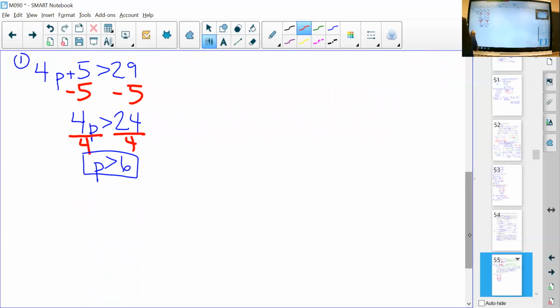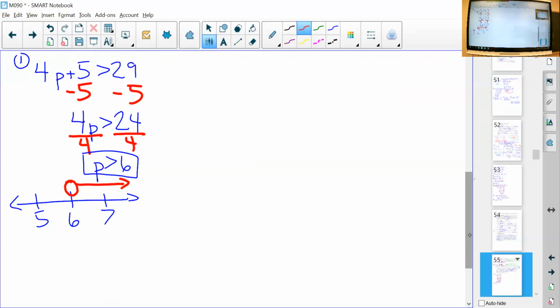So once you have that, we'll graph it. Here's 6, 5, and 7. We've got our dot. Is it open or closed? Do I need to shade it? I do not. Which way does it go? Let's see. I've got my variable on the left, so I can use this for my arrowhead. It's going to the right. P is greater than 6.